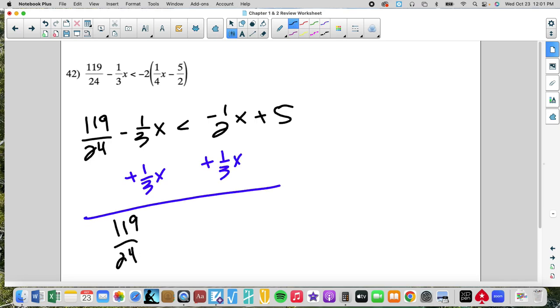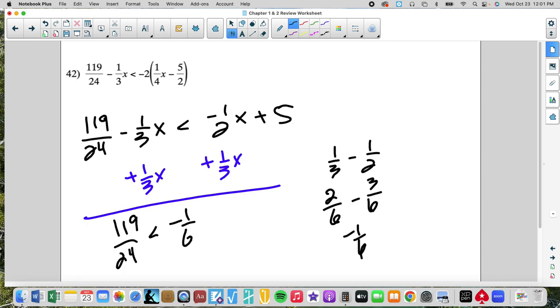So I have -1/2 and +1/3. So I'm going to make them sixths, and this is going to be -3/6 and +2/6. So that is -1/6 x plus 5.